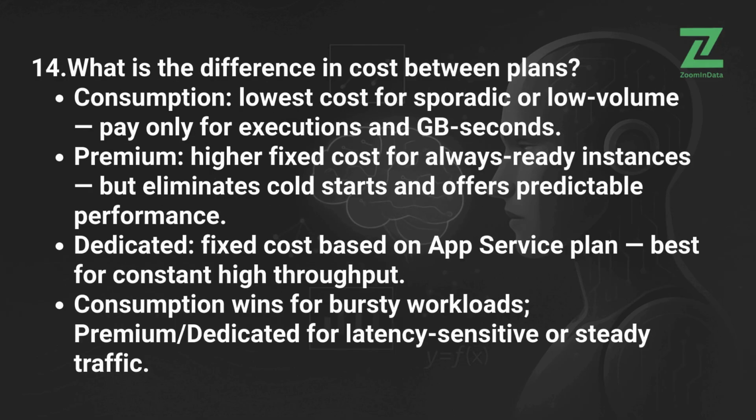What is the difference in cost between plans? Consumption: lowest cost for sporadic or low volume. Pay only for executions and GB-seconds. Premium: higher fixed cost for always-ready instances, but eliminates cold starts and offers predictable performance. Dedicated: fixed cost based on the App Service plan. Best for constant high throughput. Consumption wins for bursty workloads. Premium or Dedicated for latency-sensitive or steady traffic.